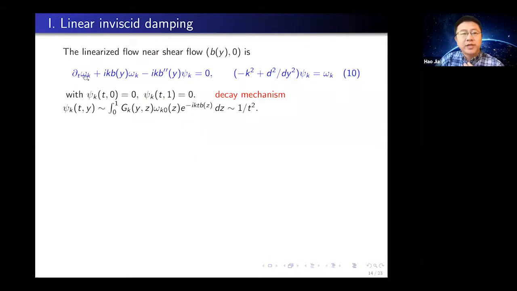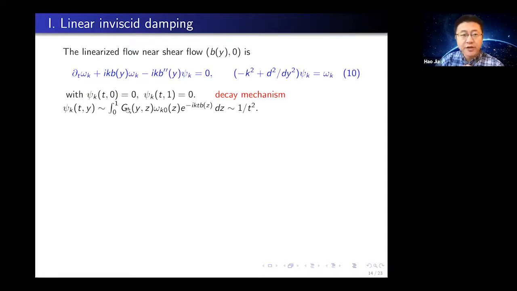So you see that partial t omega_k plus ik b omega_k minus another term is equal to 0, and you see that omega_k from regular initial data will become oscillatory. We'll pick up this oscillatory factor, and then the stream function is recovered from this elliptic equation. Then you see the decay mechanism clearly, at least in the case when b double prime is equal to 0, by integrating the vorticity field against the Green's function. So that gives you a stream function, and you have the Green's function integrating against this oscillatory function, and so you have oscillation. So you can have decay, right?